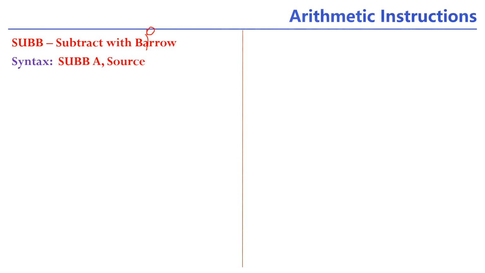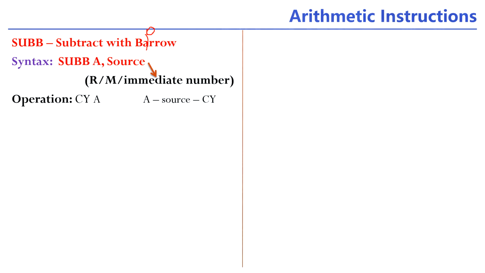Syntax of this: SUBB A comma source, right? Source is nothing but register, memory, or immediate number, as in the previous one, right? Operation: carry, or we can just put here a borrow. In this case, this should be the borrow, right? A minus source minus borrow, right?